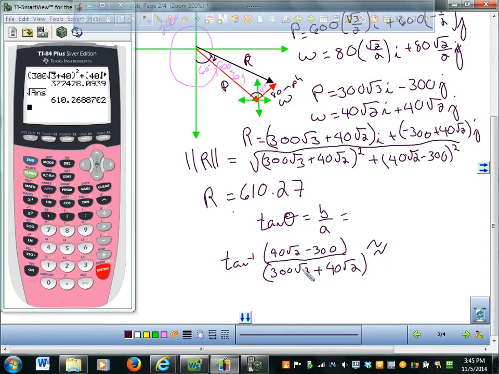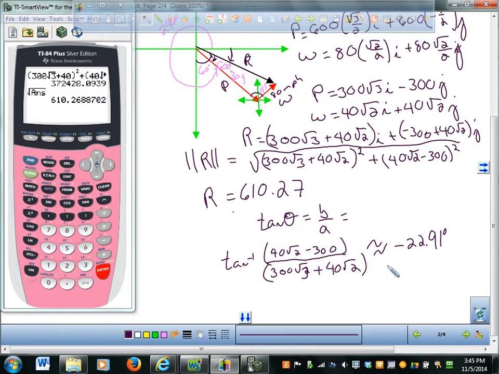Oh, that's very messed up. This should have been a root of 3. Okay, we're okay. And so 40 root of 3 plus 40 root of 2. If I take the inverse tangent of that, I get negative 22.91 degrees. So that means that from here to here, that angle is negative 22.91 degrees, but you want this as a bearing, okay?